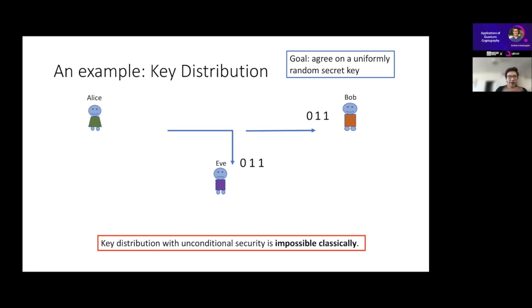And so, Eve can, of course, read all of the communication. So in this case, the key is clearly not secret. Obviously, you have to try something a little bit less naive. So what about more complicated protocols?